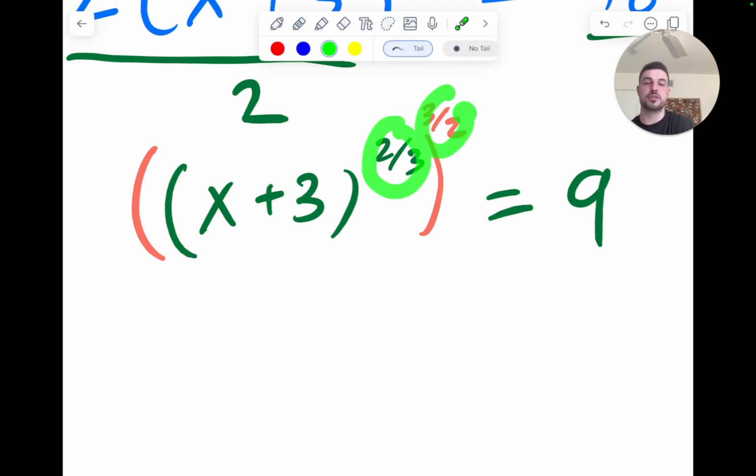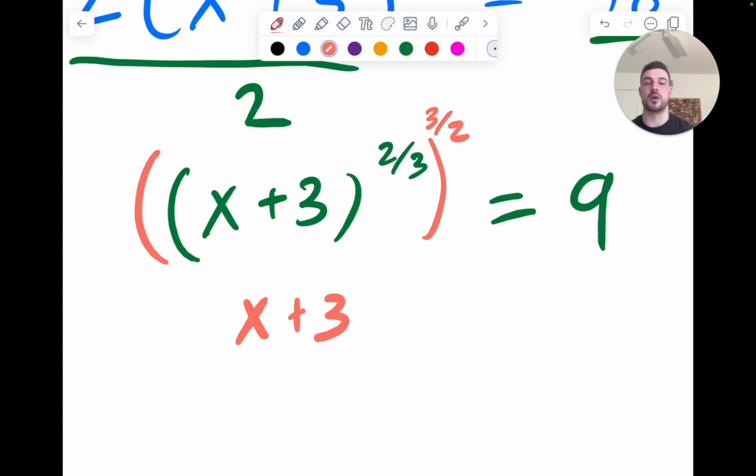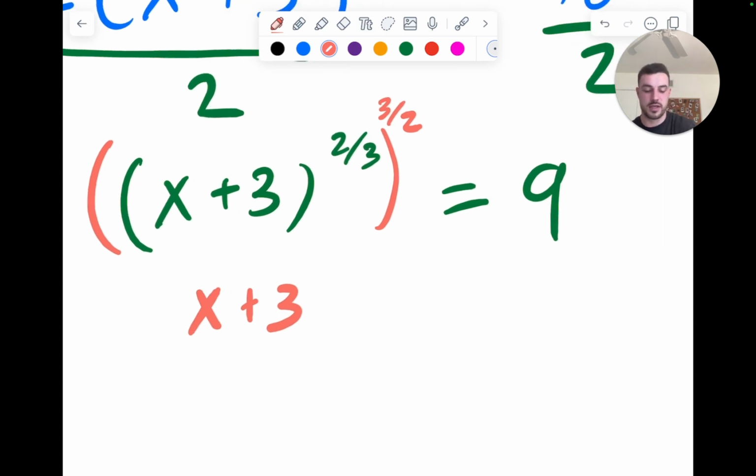And here's why this is important. A power raised to a power means we need to multiply. When I multiply 2/3 and 3/2, I'm going to get 6/6, which is just 1, which means I no longer need my parentheses. And that is the entire purpose here. Now, I'm going to do the same thing to the other side, because once we do something to one side, we have to do it to the other to keep our equation balanced.